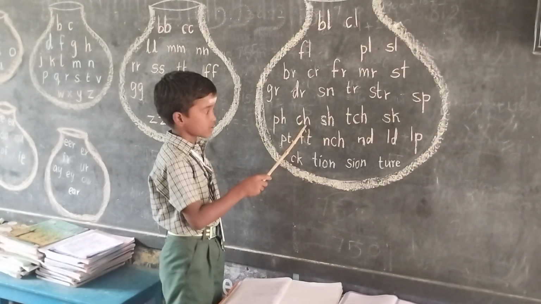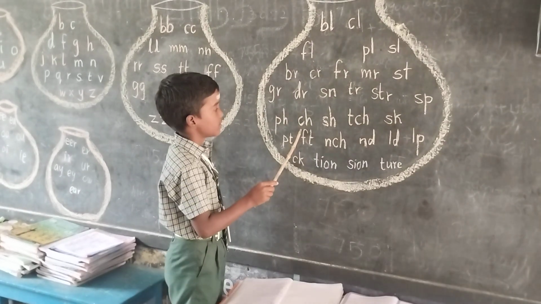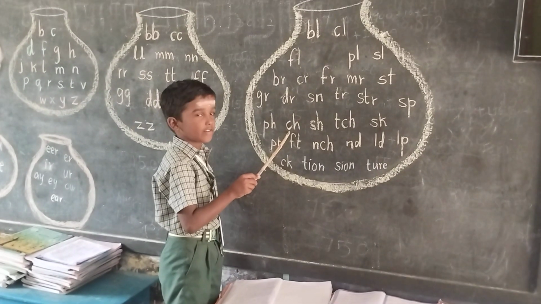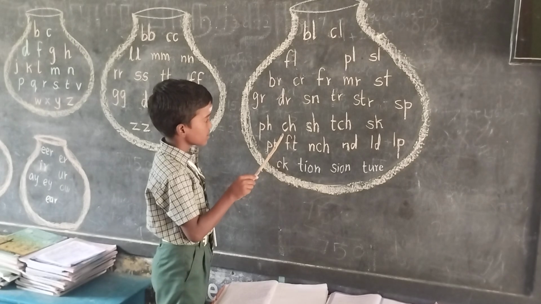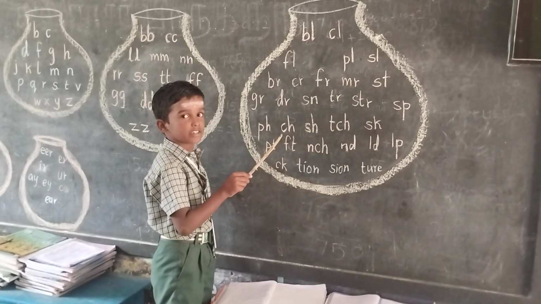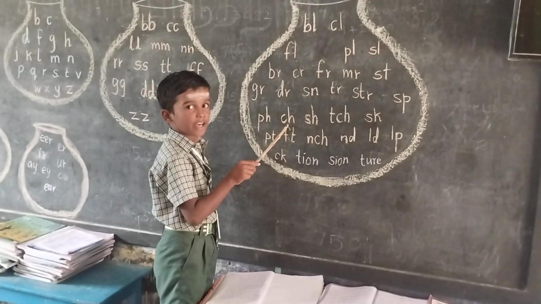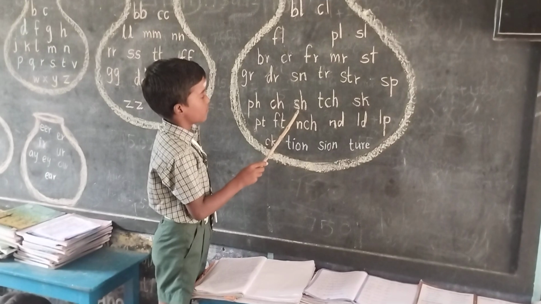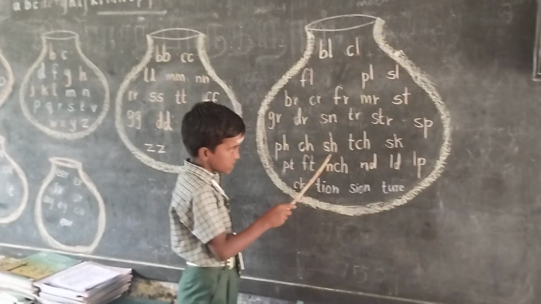The sound "ch". Good. Each. For example, change. Good. The sound "k". Give an example: child, chemical, chemistry. Good. The combination of letters SH as a sound.